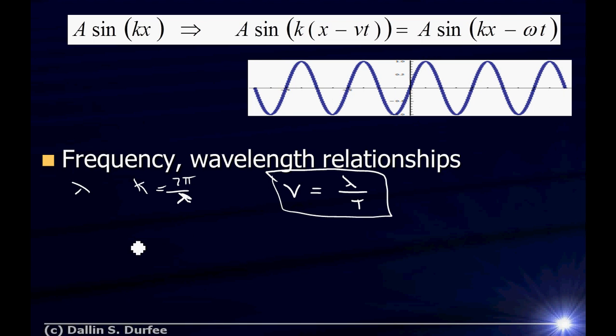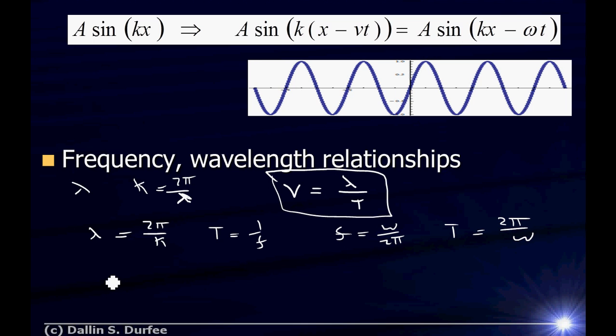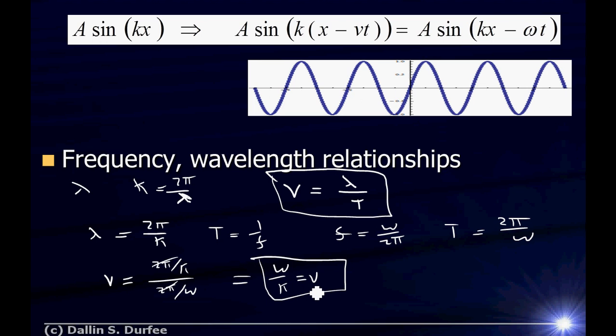Well, I know that, for example, the wavelength, if I solve this, it's just 2 pi over the wave number, right? And I know that the period is 1 over the frequency, and the frequency is angular frequency over 2 pi, so I can plug that in, and I can find then that the period is just going to be 2 pi over omega. So I can plug that in, and I can find that the velocity of my wave is 2 pi over k divided by 2 pi over omega. 2 pi's cancel, and this just ends up being omega over k. That's the velocity. Right? There's another relationship that shows up in your book.